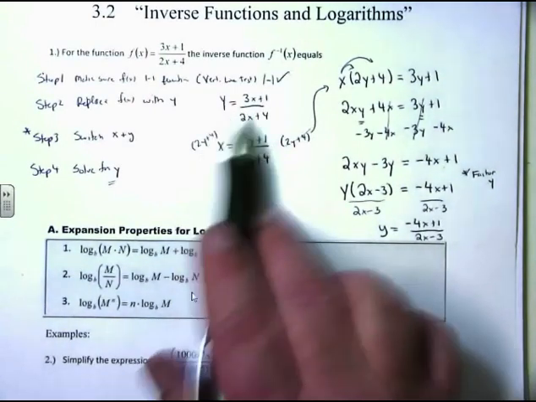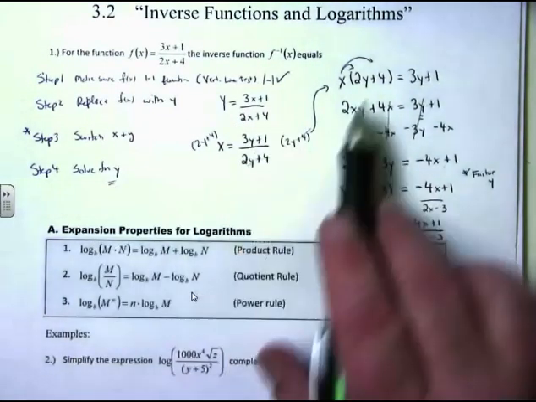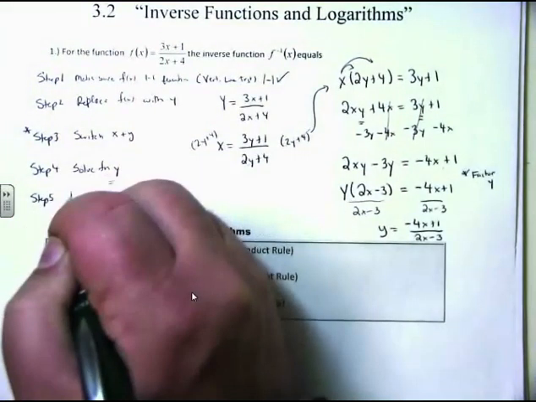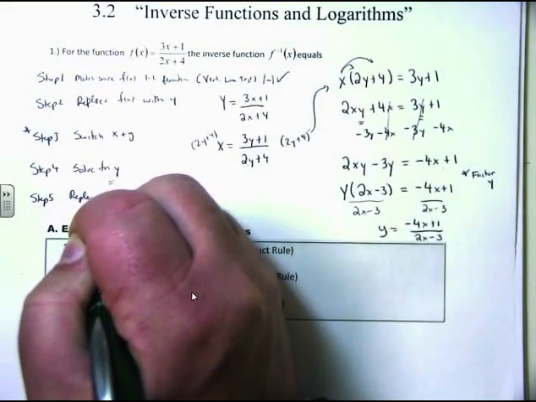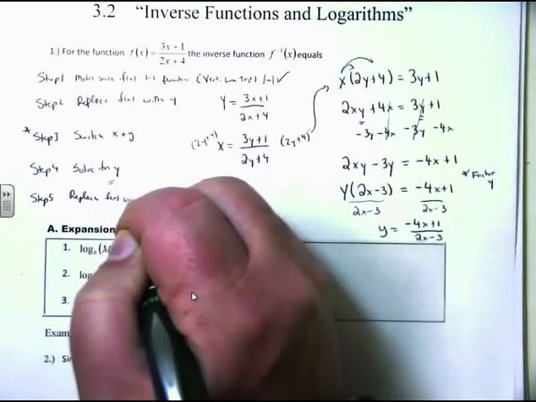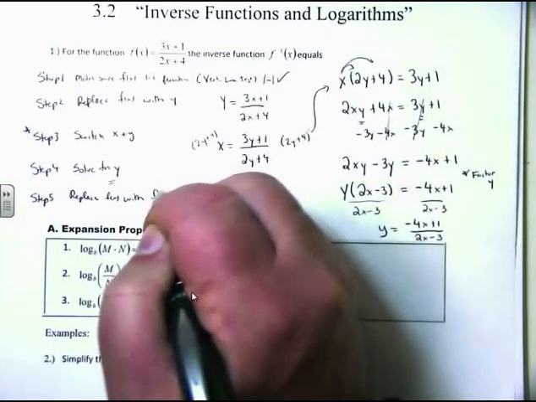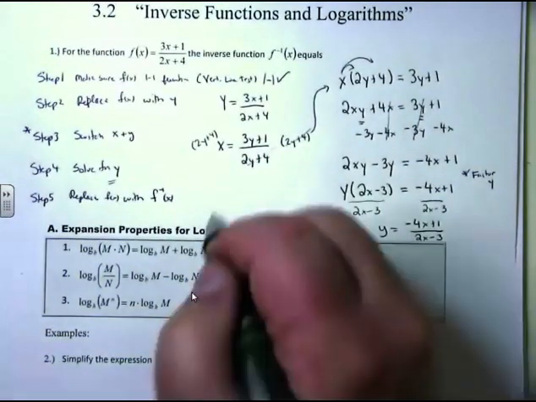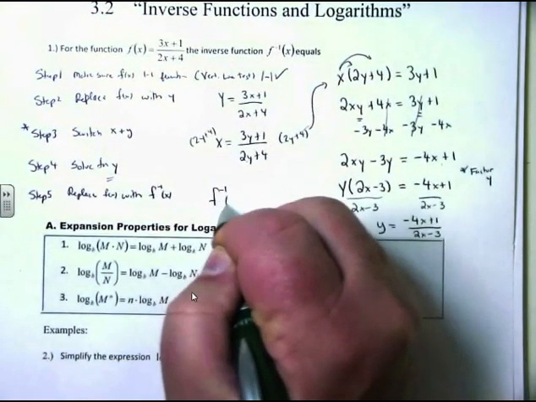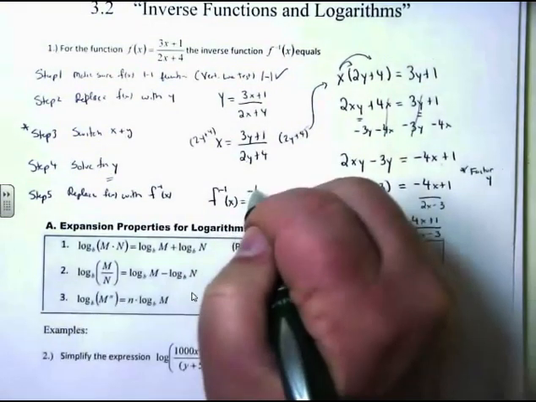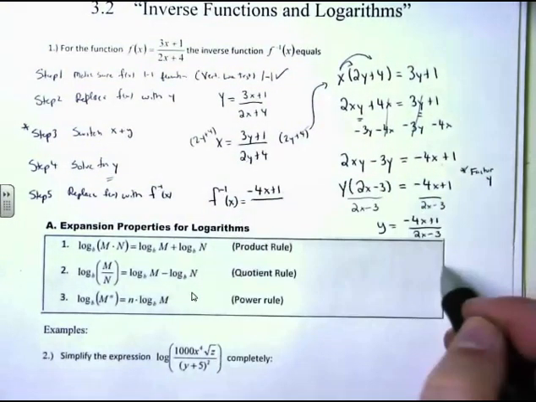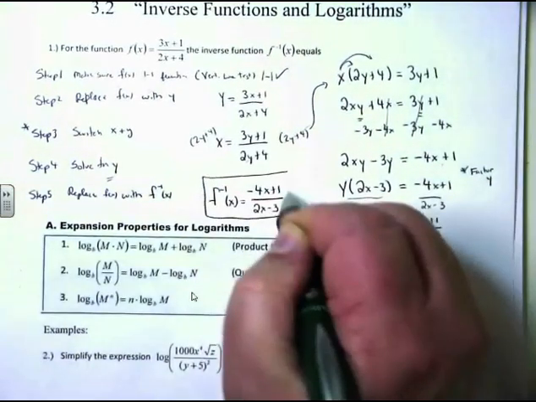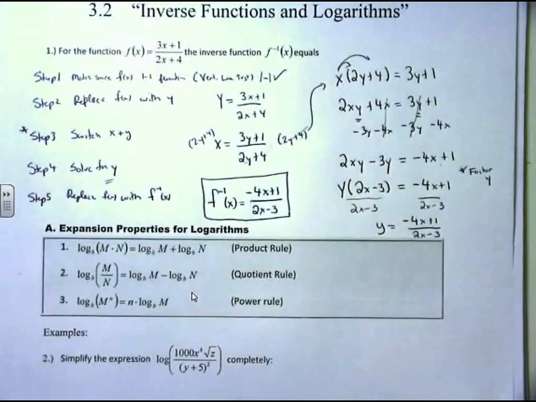Switch the position of the x and y's. And then you've got to solve for y. That requires the algebra. Then you've got one more step. Step number 5, you are going to replace the function, in my case f of x, with the inverse notation, f with a little minus 1 of x. That's f inverse. So you now have the inverse function. My solution is f inverse of x is equal to negative (4x plus 1) divided by (2x minus 3). And there is my solution for f inverse.